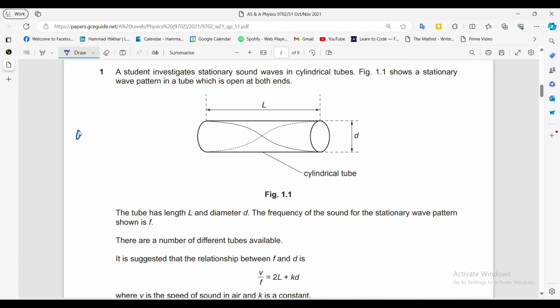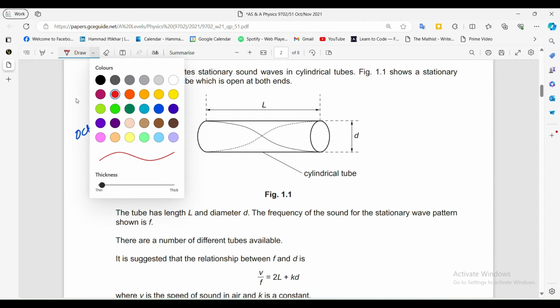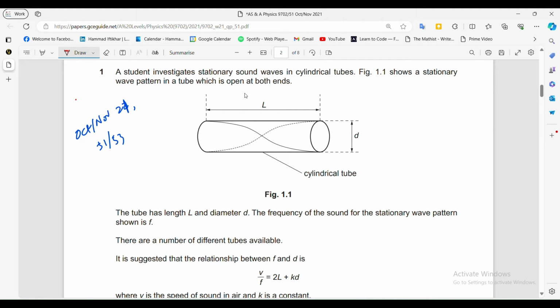All right, so this is the October-November 21, sorry, this is 21 and paper 5.1/5. A student investigates stationary sound waves in cylindrical tubes. Figure 1.1 shows a stationary wave pattern in a tube which is open at both ends. The tube has length L, diameter D. The frequency of the sound for the stationary wave pattern shown is F.